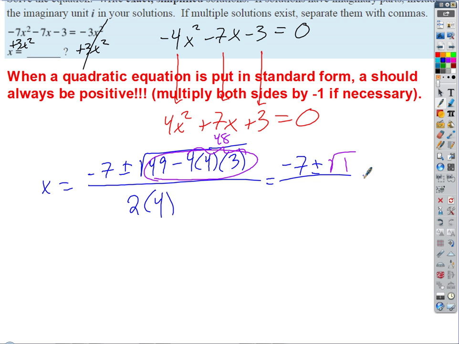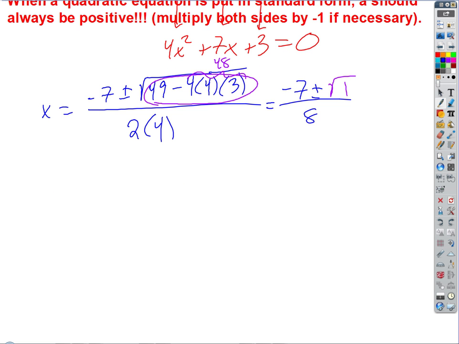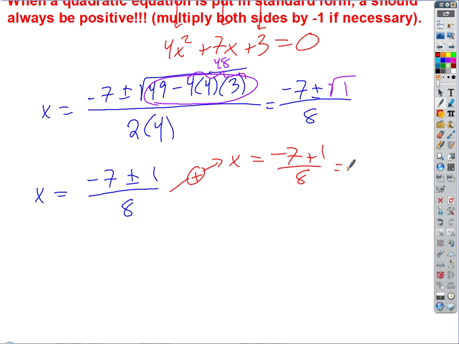All divided by 8. Well, what's the square root of 1? 1, right? So then I just get x equals negative 7 plus or minus 1 over 8. So we're going to get two solutions here. One of them corresponds to the plus sign. So if we take the plus sign, what's that going to give us? We're going to get, yeah, negative 7 plus 1 over 8, which is what, negative 6 over 8? Which reduces to what? Negative 3/4.